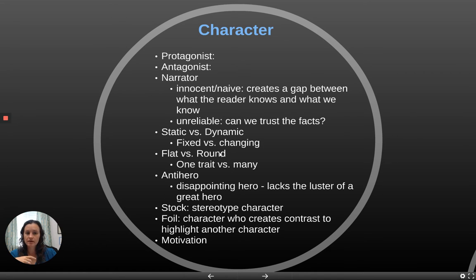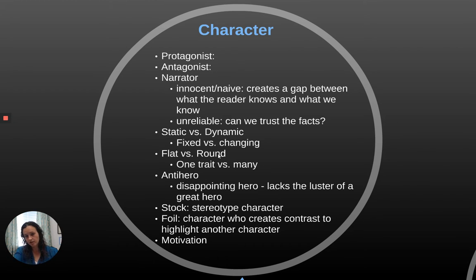We have flat versus round characters. So flat characters typically have one trait. They're very simple. They're usually supporting characters. Round characters have lots of characteristics. So we really see a big, the overall picture, which is why they're round characters.